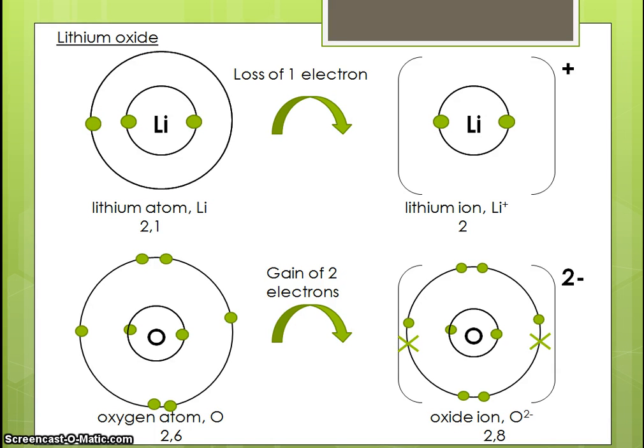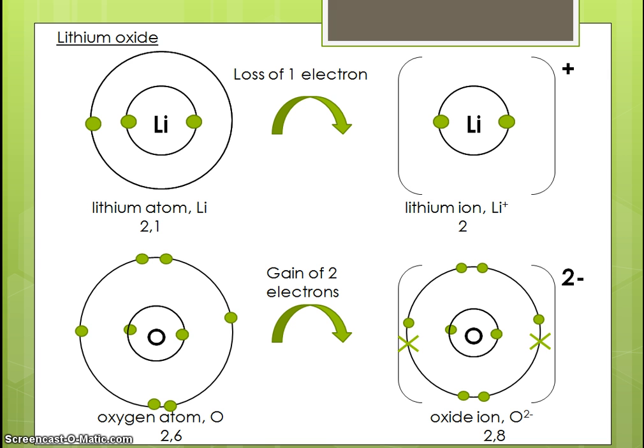For lithium, we know it has an electronic configuration of 2, 1. Hence, to obtain a stable electronic structure, a lithium atom will lose one electron to form lithium ion, Li+, with an electronic configuration of 2.